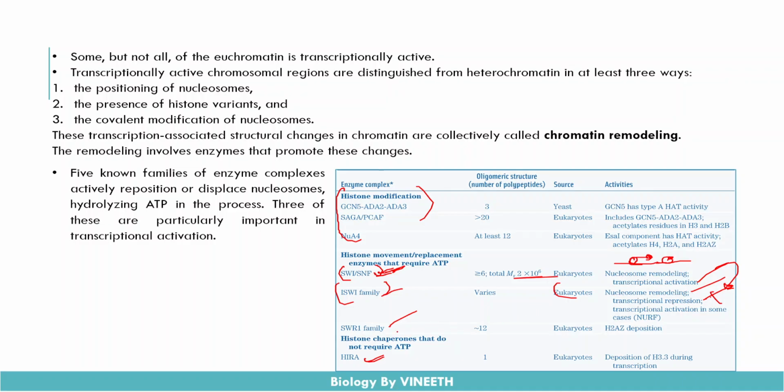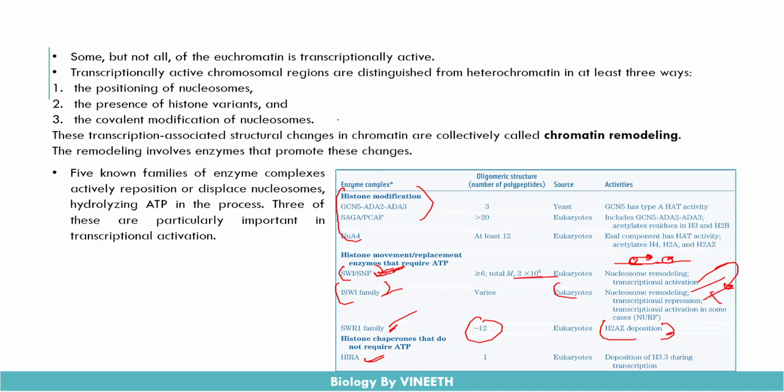And this SWR1 family contains 12 monomeric subunits, 12 polypeptide chains in them. So this is an oligomeric protein, which is found in eukaryotes. It is involved in histone variant deposition, the H2A.Z variant of histone H2A. So this is involved in depositing this histone variant.